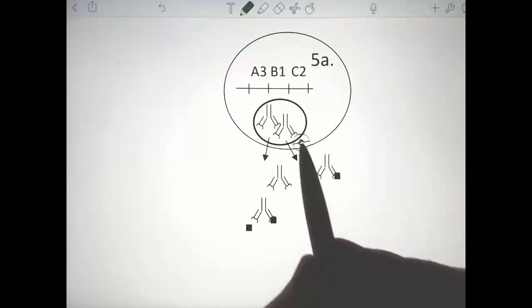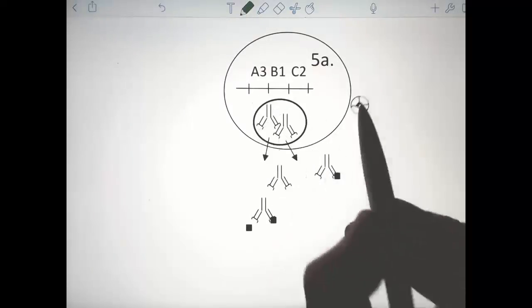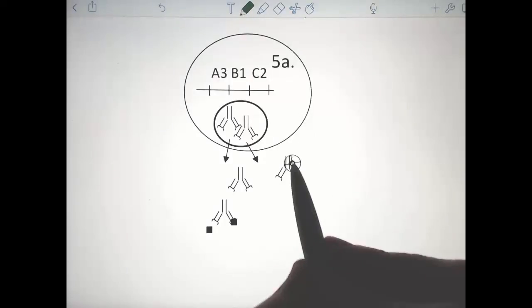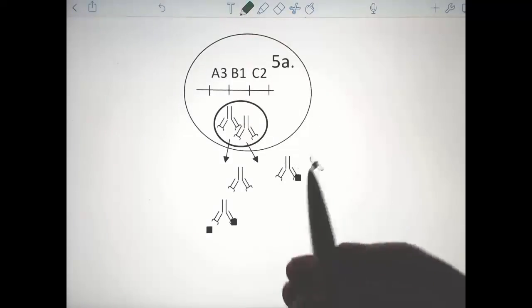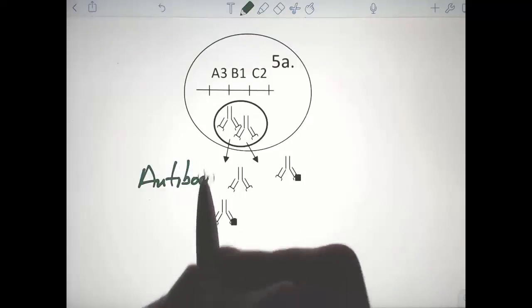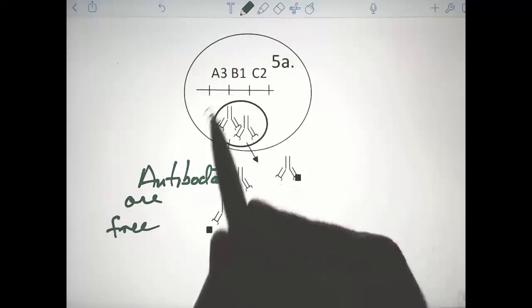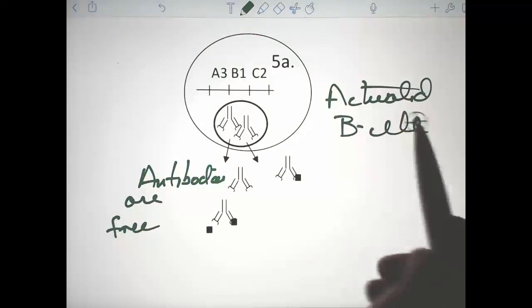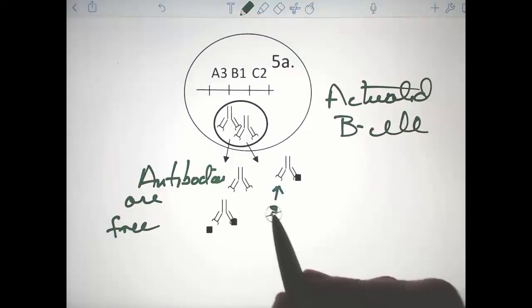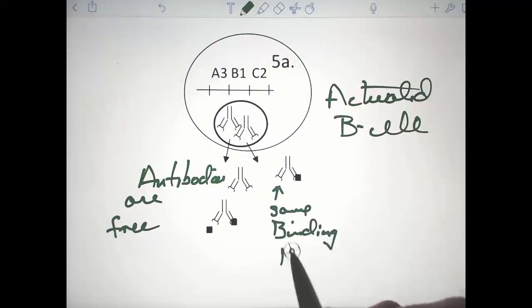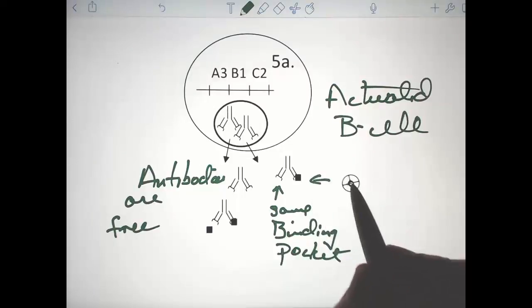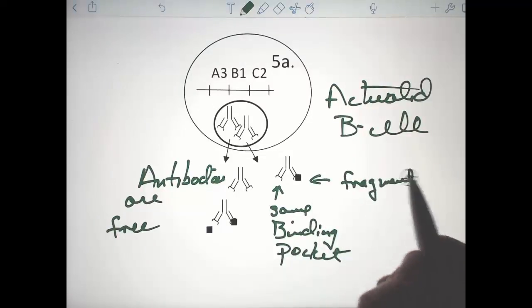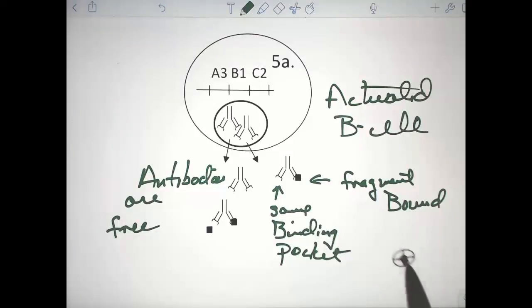The B cell receptor is actually the same as the antibody, except the B cell receptor has a portion of the antibody that holds it in the membrane. The antibodies are free and they're secreted from the activated B cell. The important part is they have the same binding pocket, so they also will bind this fragment. That could be a toxin produced by the bacterium, it could be some other product of the bacterium, or it could be a surface protein of the bacterium.